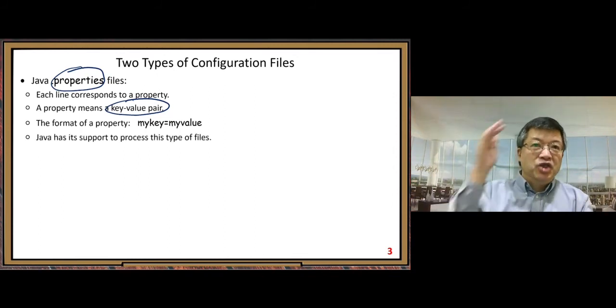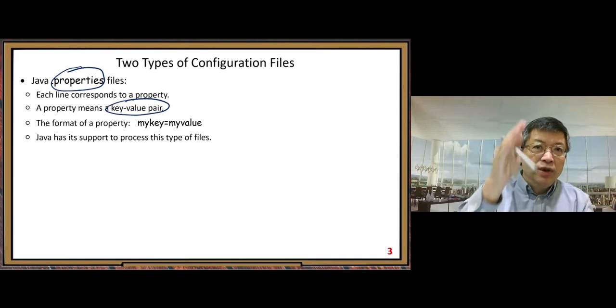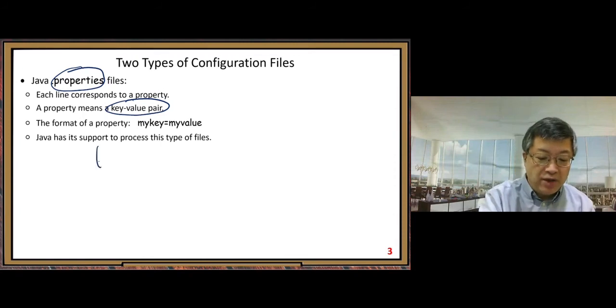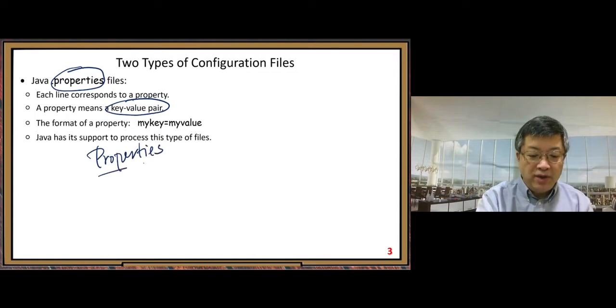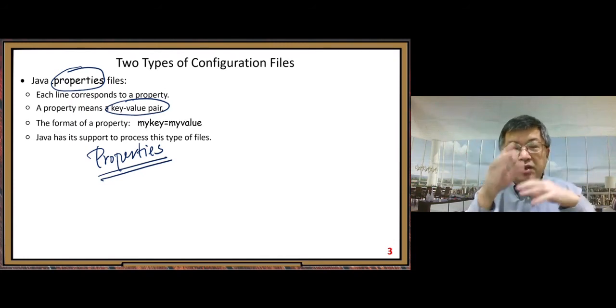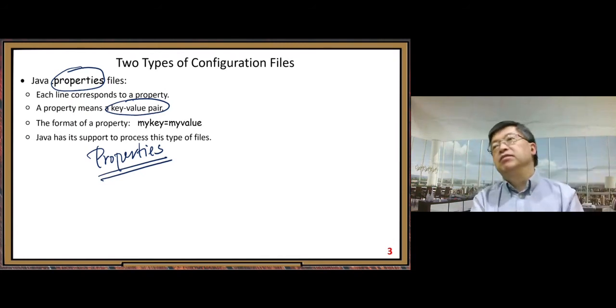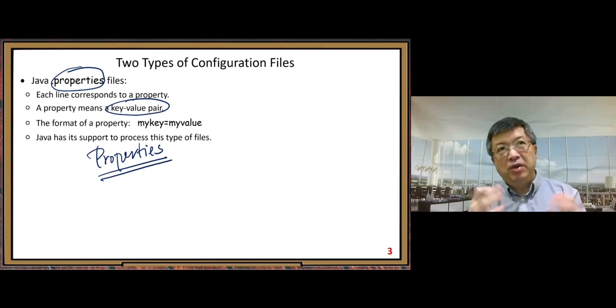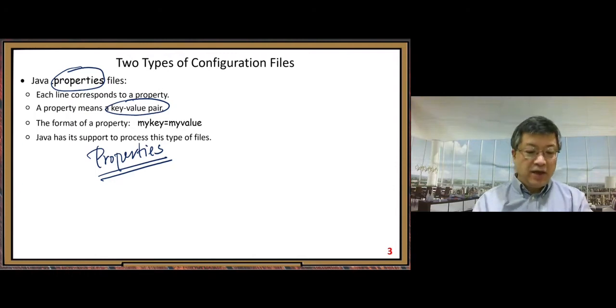Java has support to process this type of file. There is a special class called the Properties class. This Java class has many methods inside to process this type of file. In our next video, I will show a simple example of the processing, so you will get an idea of the details, how to do it. So that's the first type of configuration files.